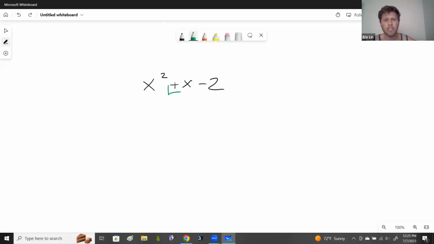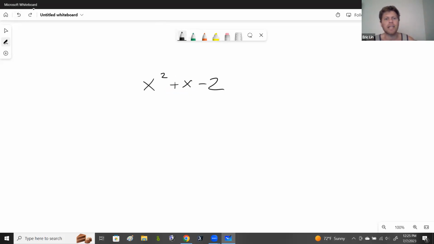We also know, because those two numbers add to give us a positive number, that the positive one is bigger. So we have one positive number, one negative number, and since they add to give us a positive, the positive number is larger.